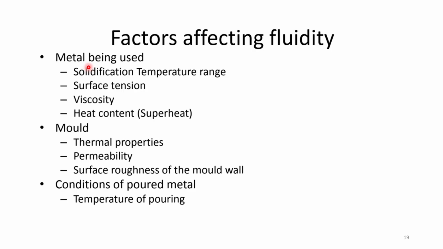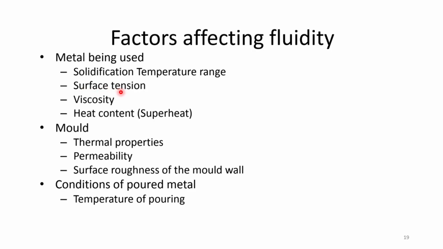In terms of metal, there is the solidification temperature range, which depends on the alloy composition. For example, if you are taking a copper nickel alloy, then if it has a lower solidification range, it will have good fluidity compared to a higher range, because some portion of your metal will get solidified first and it will show variation in your composition. So some part will have higher nickel compared to the other part.